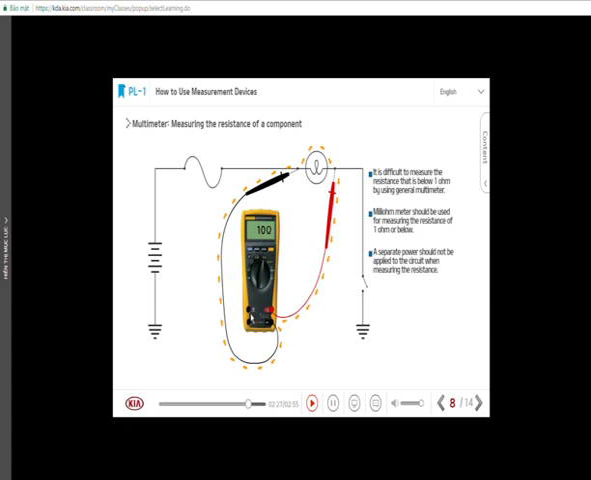Second, since this method indirectly measures the resistance, separate power should not be applied to the circuit. Therefore, when measuring the resistance on the element inside an automobile circuit, the ignition switch should be turned off. Click on the tip button and see what kind of symptoms occurs when resistance is measured while the ignition is turned on.